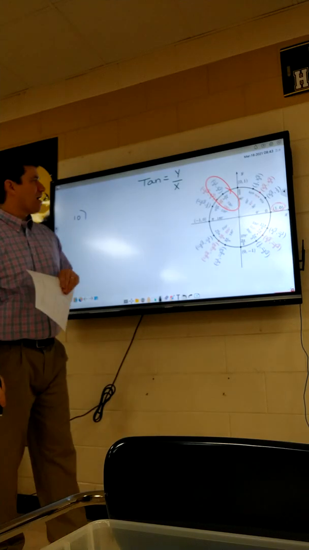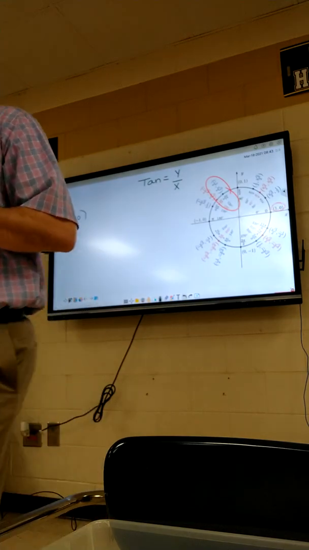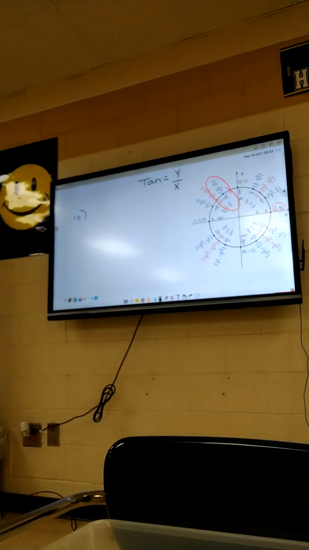Tangent of 7 pi over 4. Y'all try it. I'm thinking this one might be a little bit hard. It's an easy one. I was hoping it was hard. Find 7 pi over 4. Do keep, change, flip. Where's 7 pi over 4? No, I know where it's at.